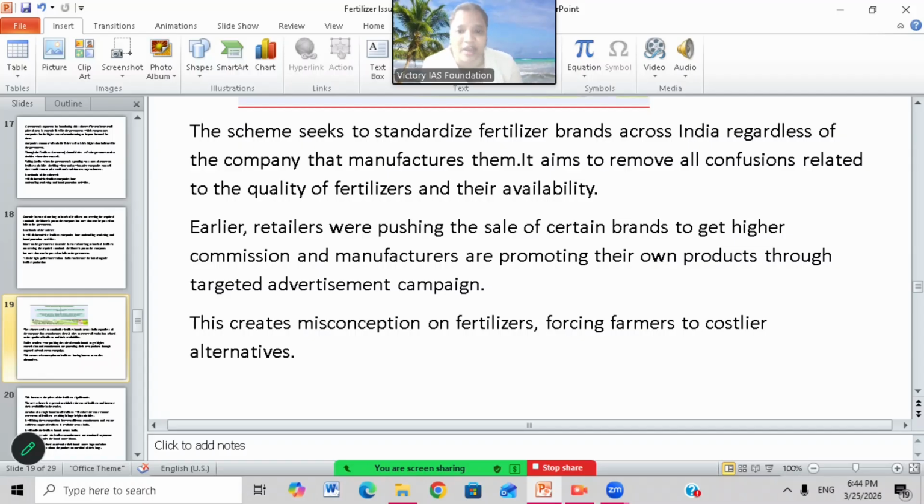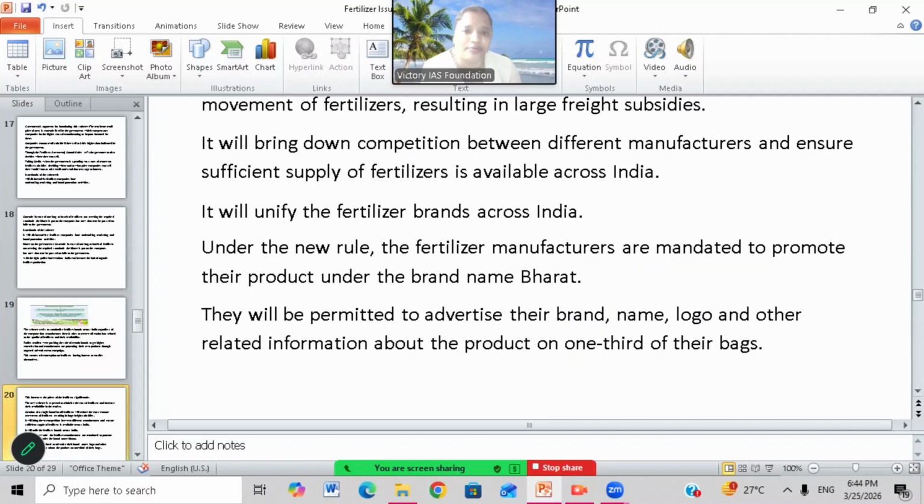Earlier, retailers were pushing the sale of certain brands to get a higher commission, and manufacturers were promoting their own products through targeted advertising campaigns. And to get profits and targets also, some companies were advertising one particular company brand only. So farmers were assuming that brand only is good for them. This creates a misconception about fertilizers, forcing farmers to go for costlier alternatives. Even though one good brand of fertilizer is costly, farmers prefer to buy that brand only. That is the issue here. All these misconceptions and confusions will go with this Bharat brand scheme.